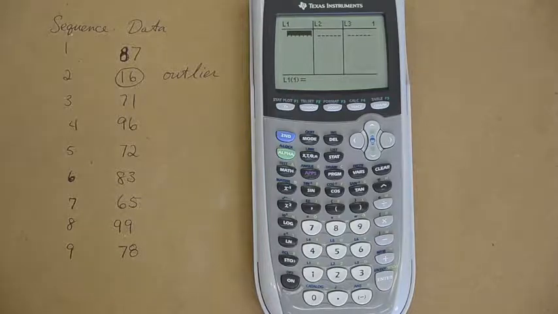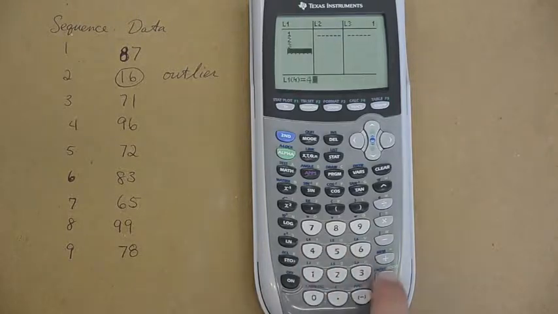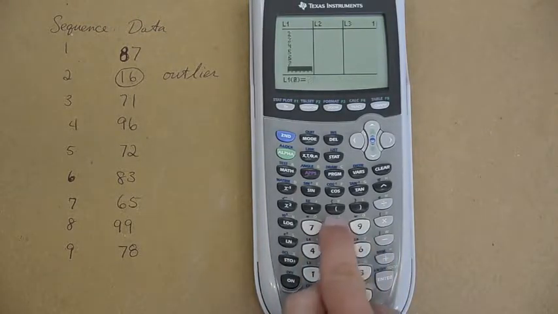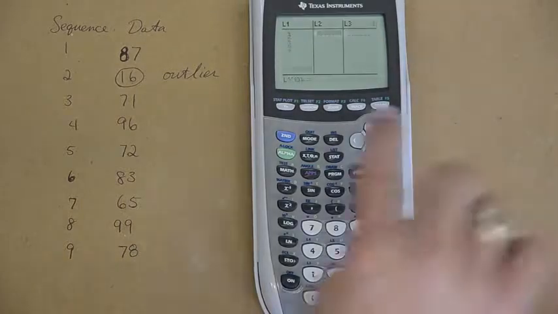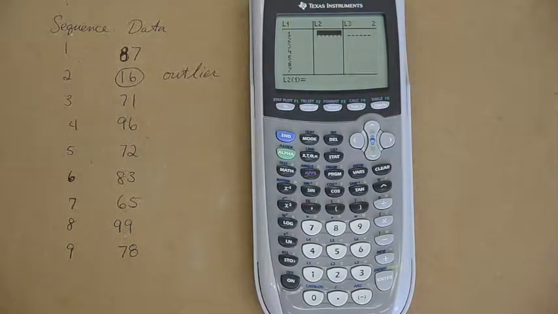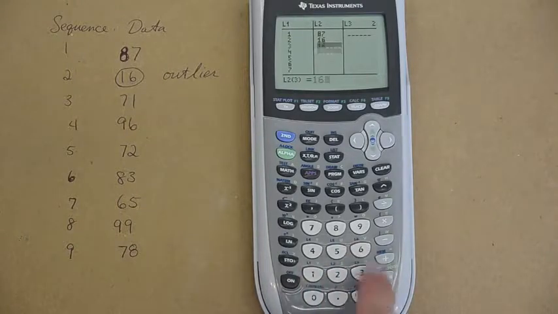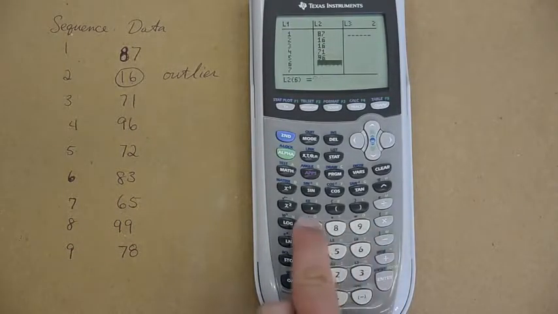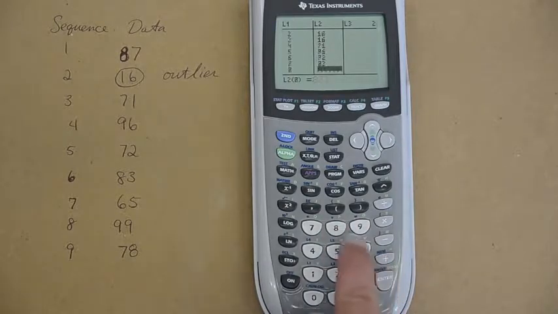Okay, so let's put our numbers into the calculator, 1 through 9. So 1, enter. 2, enter. 3, 4, 5, 6, 7, 8, 9. Okay. We're not going to be using those numbers a lot during this little presentation, but we will near the end. What we're interested in is this data value. Again, some 2-digit values. You can think of them as test scores if you want, or just any random data. So we have 87, 16, 16, 71, 96, 72, 83, 65, 99, and 78.